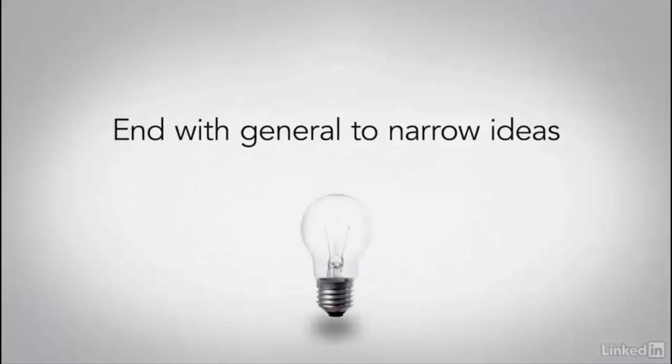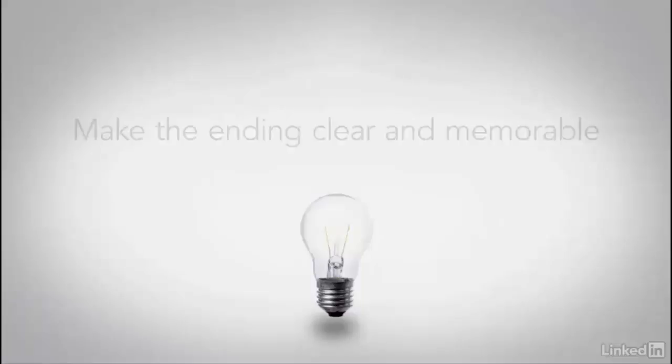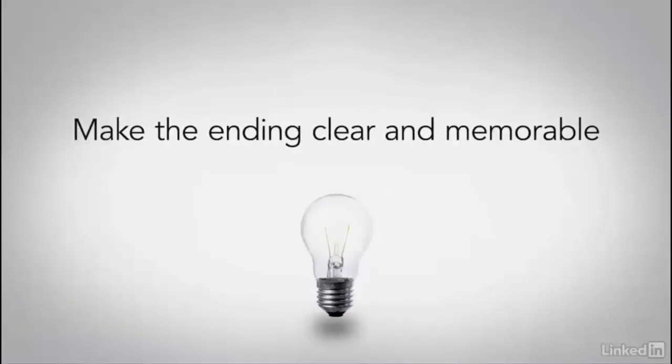Or maybe end with another of the introductory choices, general to narrow. All parents want their children to succeed, and different children need different pathways and options to find success. Some students thrive in the public school system and others do not. For those who need another option, homeschooling, even though it has its own set of challenges, may be the best option. As you can see, a variety of possibilities exist, but always remember that the ending deserves the same attention as all the other parts of the research paper. Because it is the last thing the reader reads, make it clear and memorable.